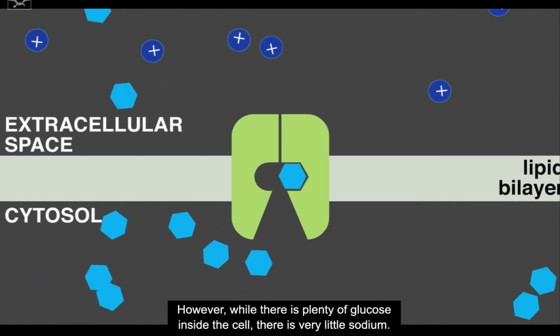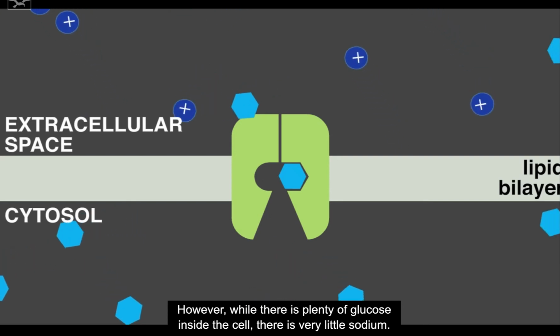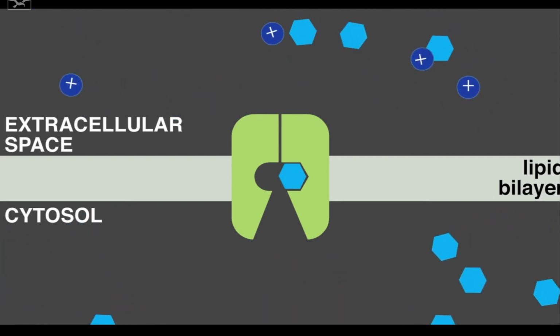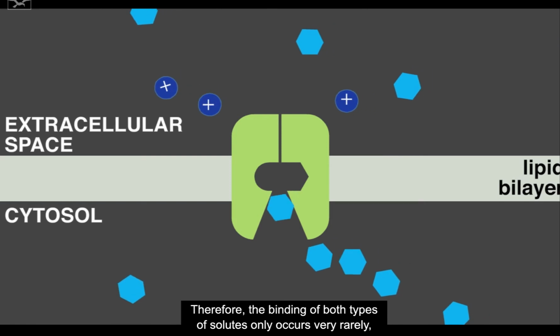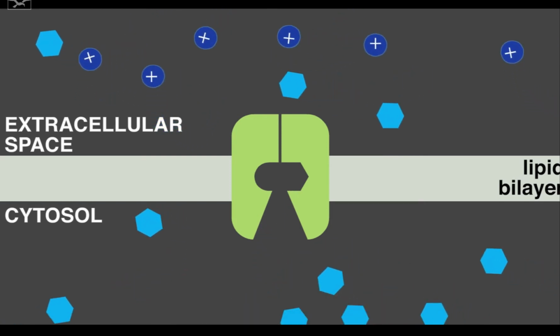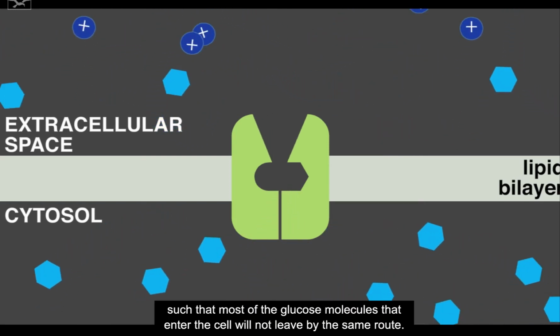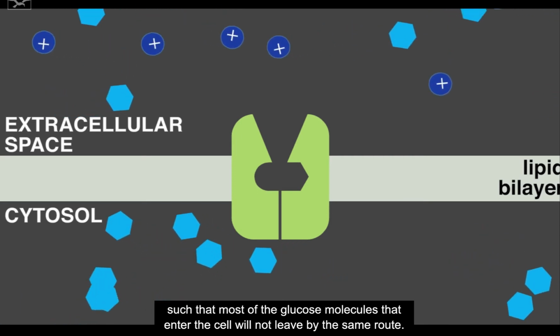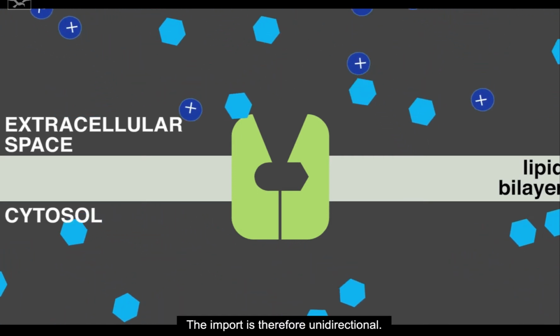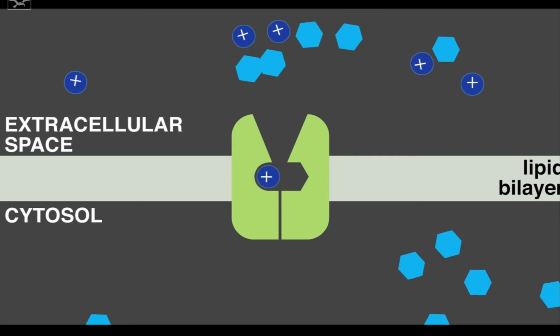However, while there is plenty of glucose inside the cell, there is very little sodium. Therefore, the binding of both types of solutes only occurs very rarely, such that most of the glucose molecules that enter the cell will not leave by the same route. The import is therefore unidirectional.